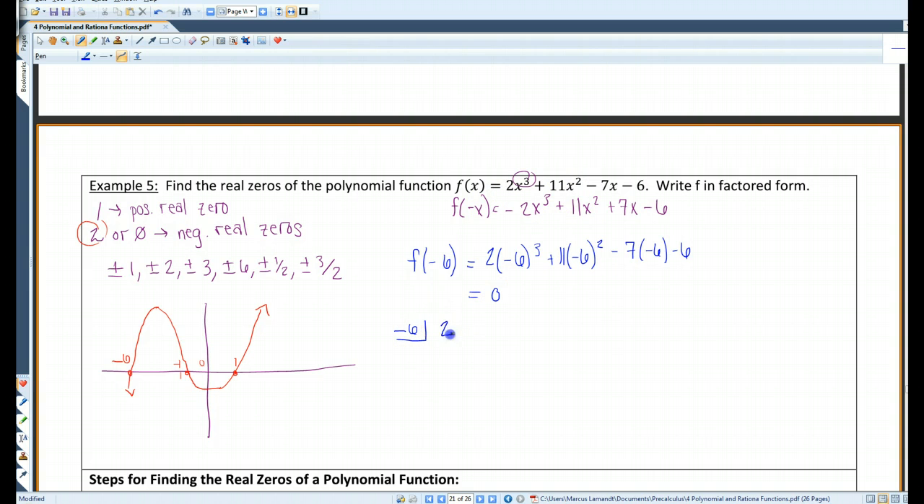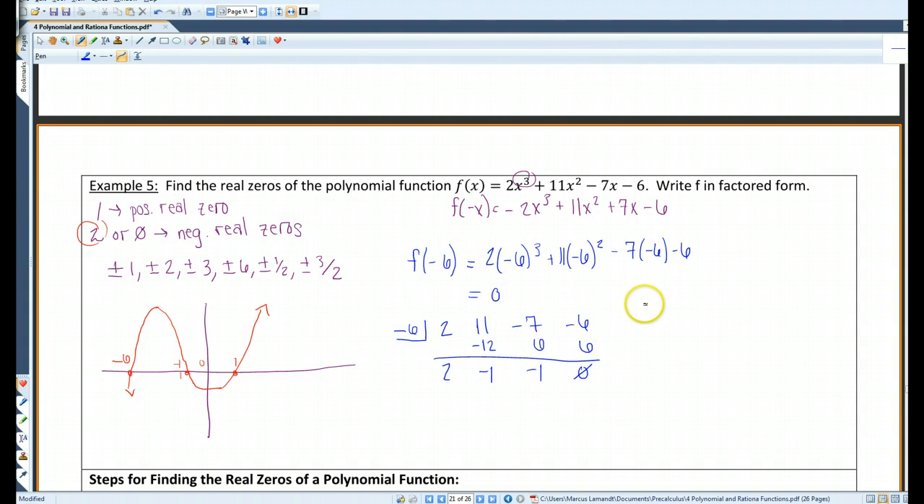So I've got 2, 11, negative 7, negative 6. If you guys don't remember how to do this, ask me in class tomorrow, okay? I pull down the 2. 2 times negative 6 is negative 12. 11 plus negative 12 is negative 1. Negative 6 times negative 1 is positive 6. You add here, you get negative 1. Multiply, you get positive 6, 0.